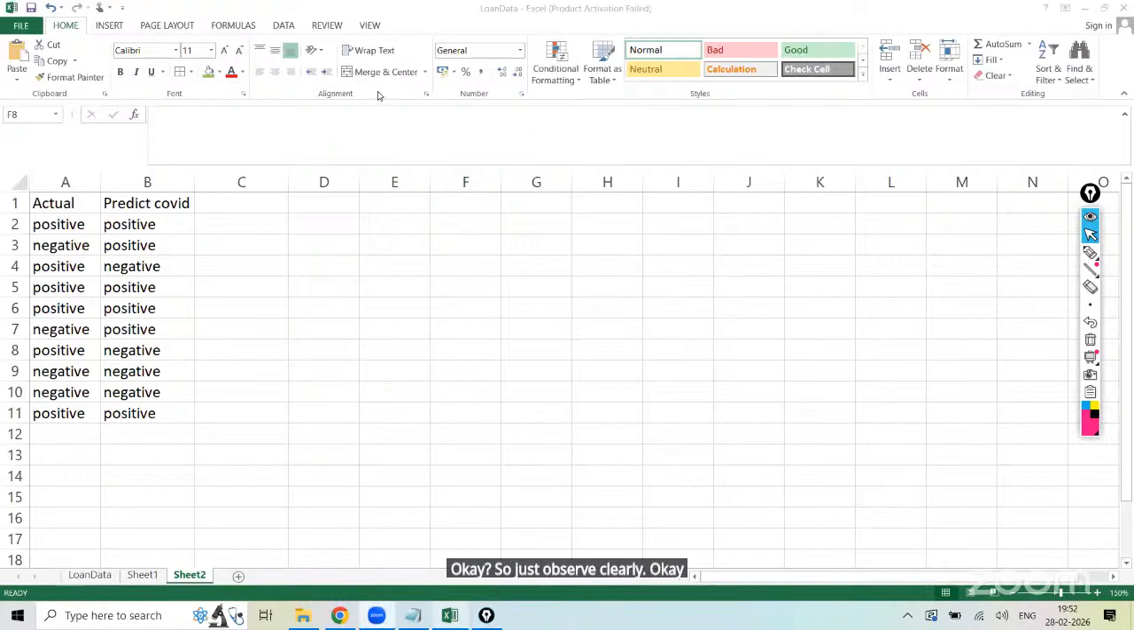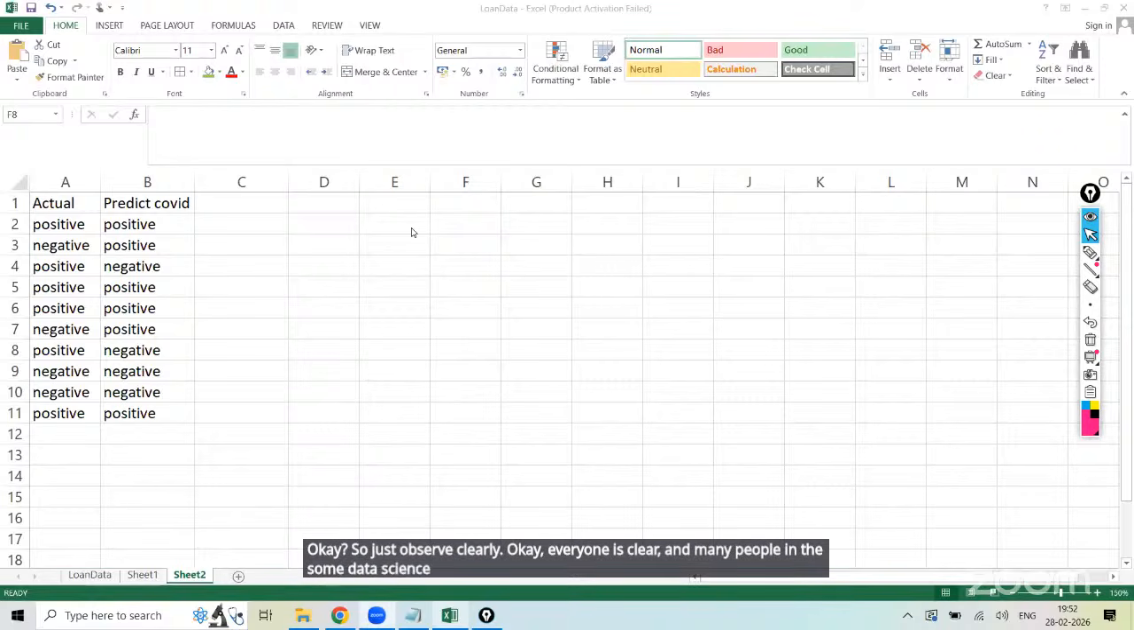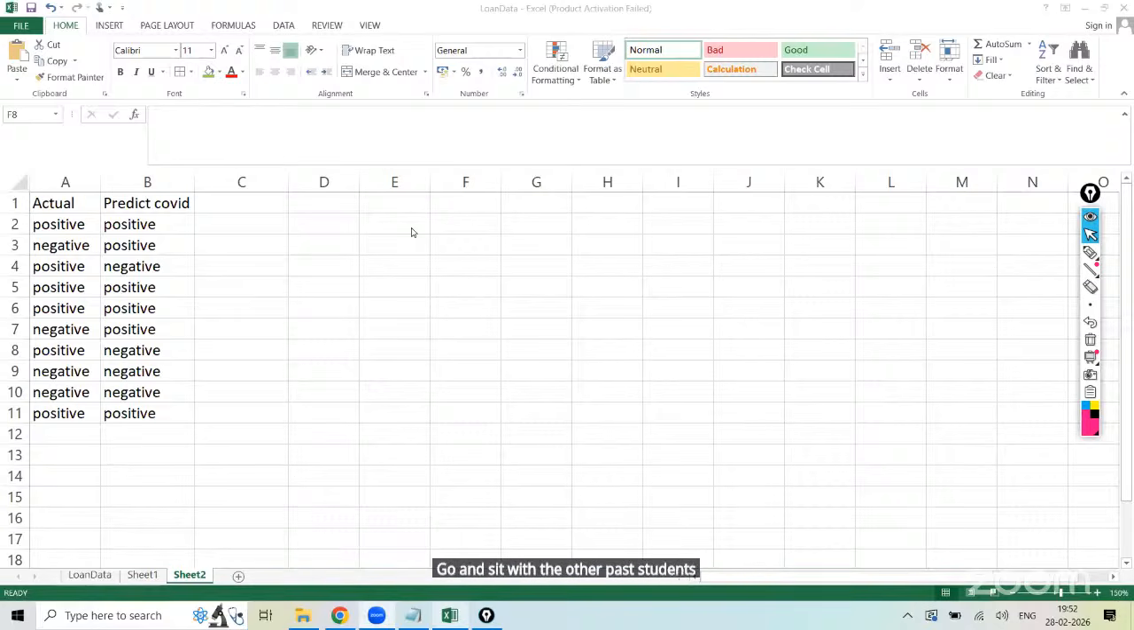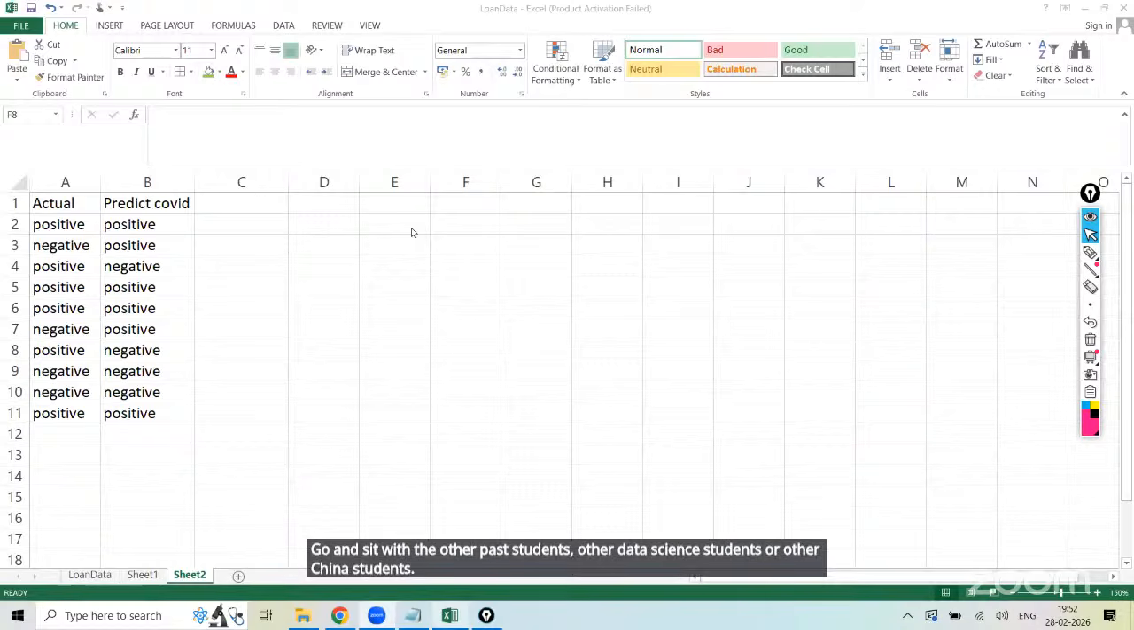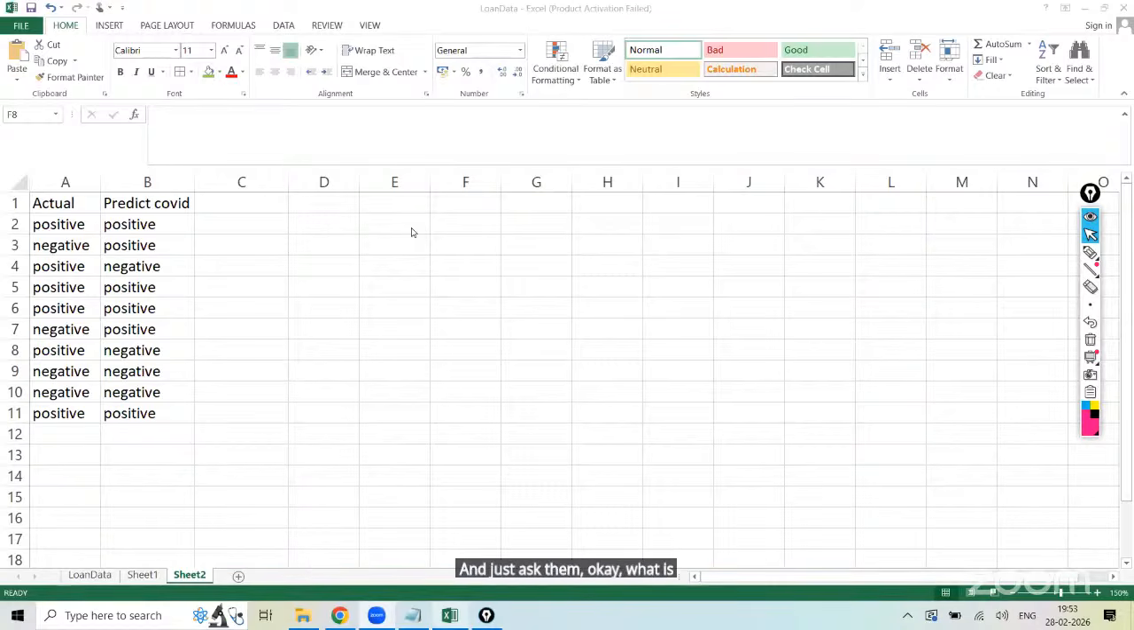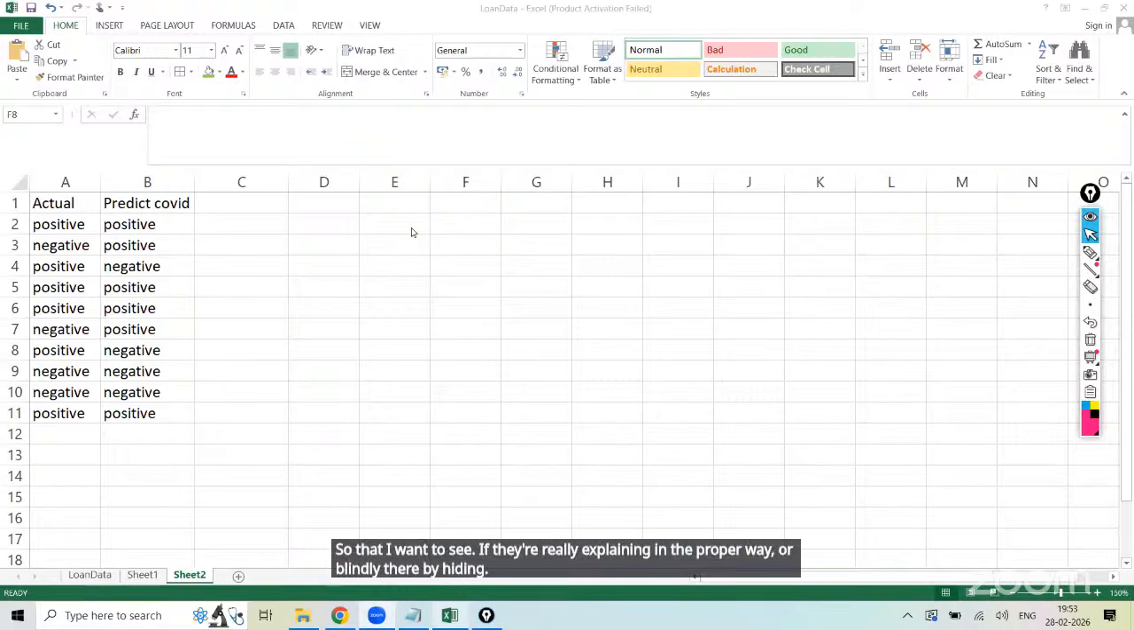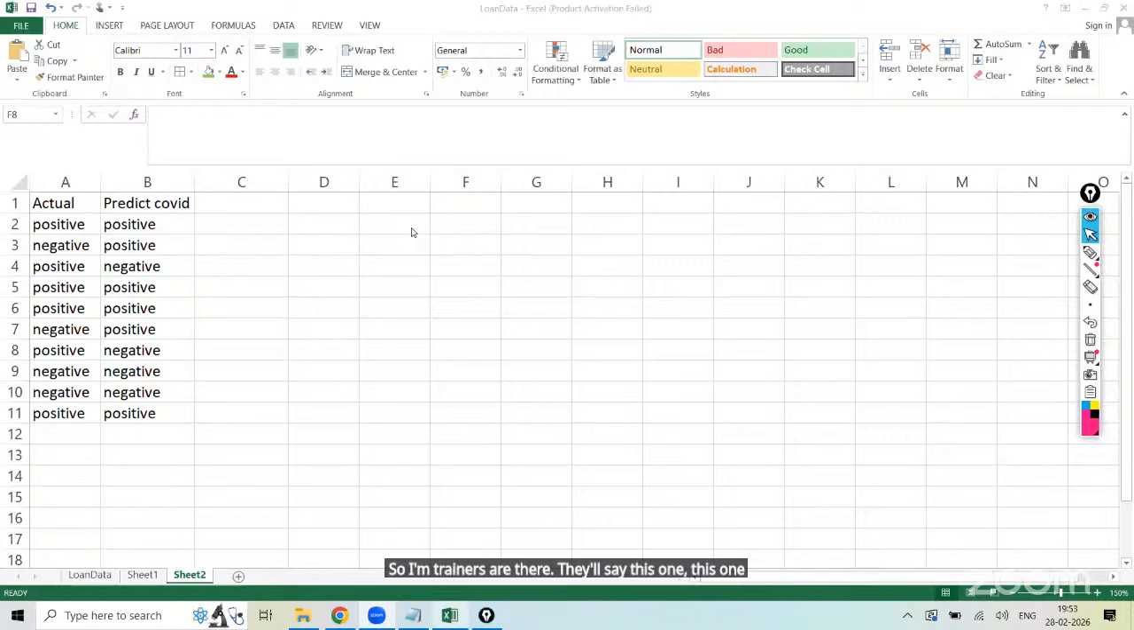Okay. Everyone is clear? Many people are taking data science training as offline students. Tomorrow, please observe and tell me in class. I want to see your answers. Go and sit with other batch students, other data science or trainer students, and ask them what a confusion matrix is, and how they explain it. Please observe and come tell me, so I can see if they are really explaining in the proper way or blindly by-hearting. Some trainers just say this one, this one, this one. Why, miss? We don't know the reason.